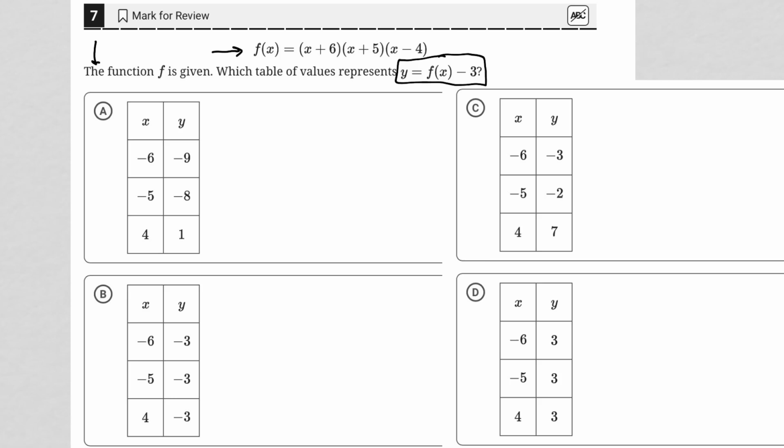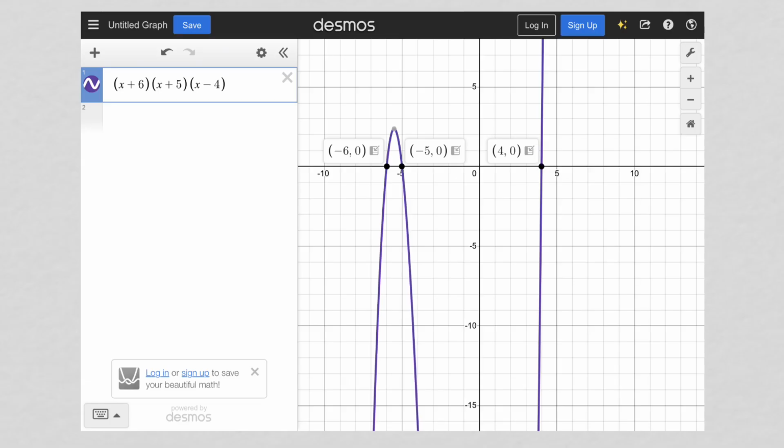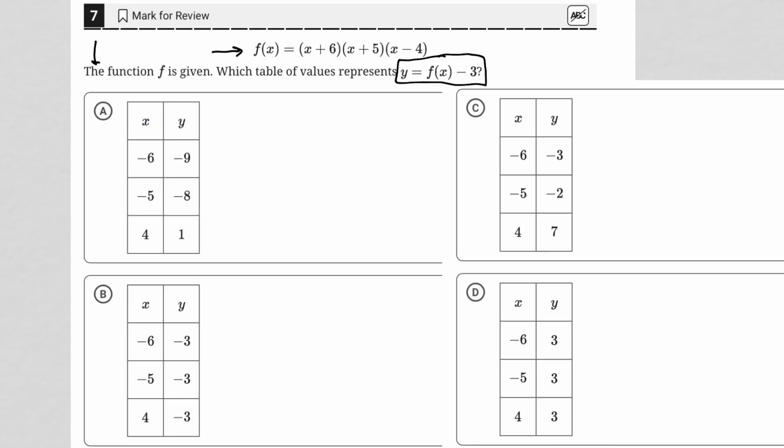So immediately seeing this f of x function, I went to Desmos and graphed it, so we can see that graph there. Notice how the x-intercepts are at -6, -5, and at +4. If I toggle back to the question, we see that for every answer choice, our x values of interest are at -6, -5, and +4. That is not by mistake, okay?